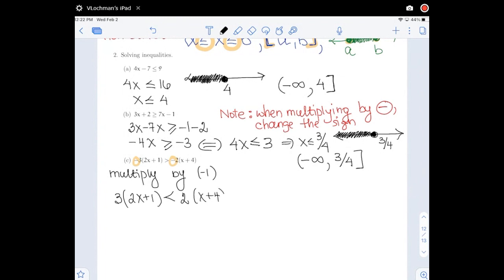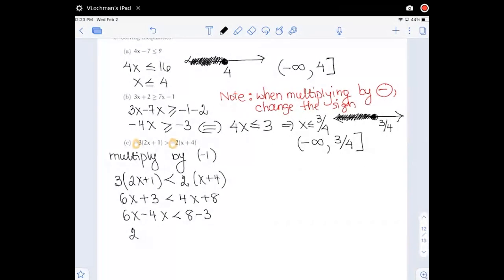Now I'm just going to do the regular operations. So this would be 6x plus 3 less than 4x plus 8. 6x minus 4x on the left, 8 minus 3 on the right. That's 2x less than what? 8 minus 3, that's 5. Did I make a mistake? Let me see. Oh, it should be 2x, so that doesn't match my solution here. That's why. So 2x here, 2x here, good catch.